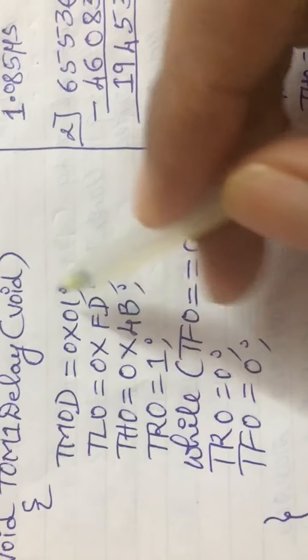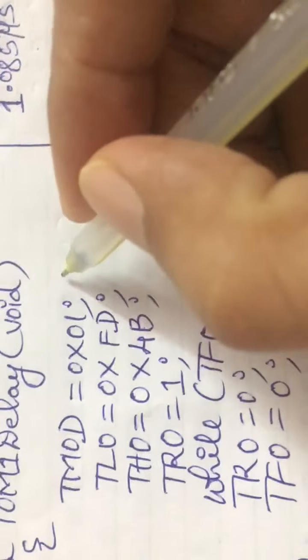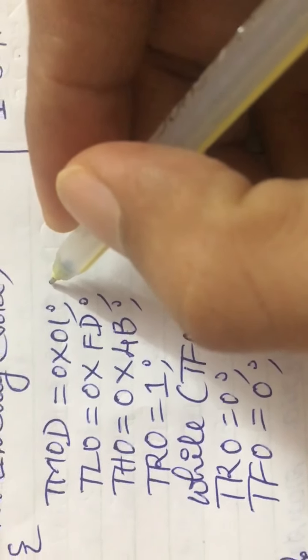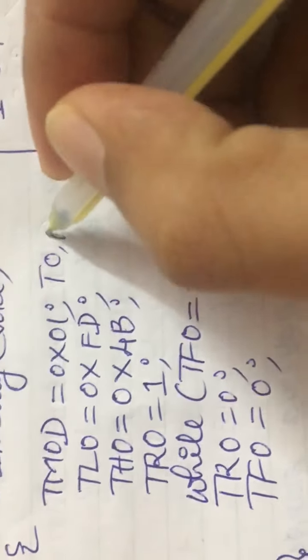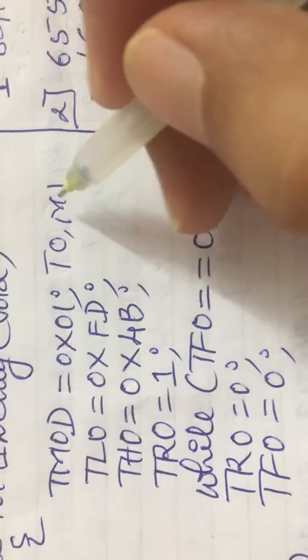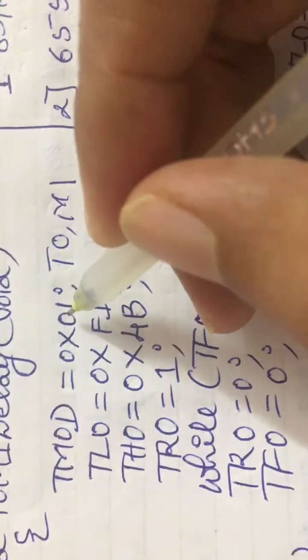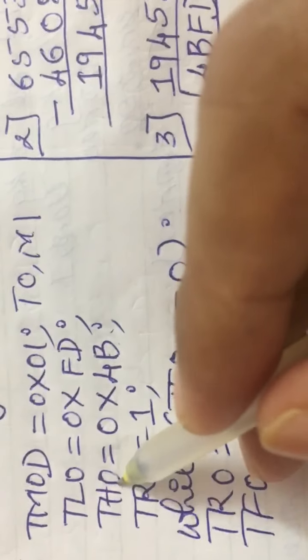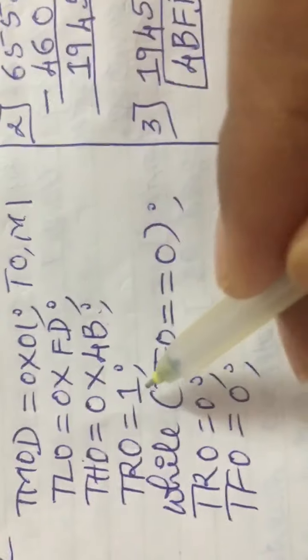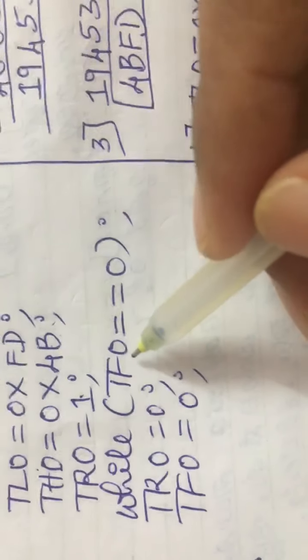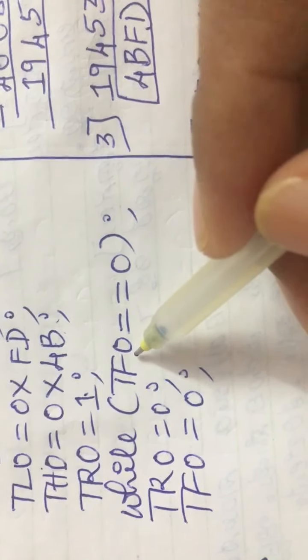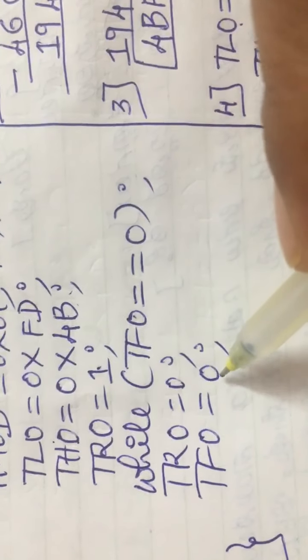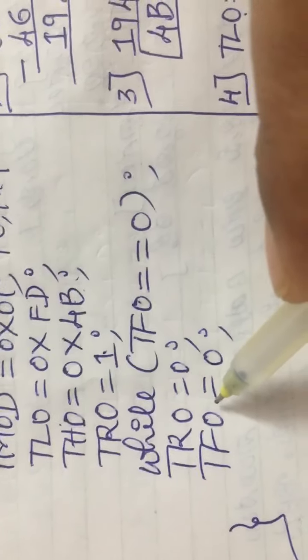In order to insert the delay, first we need to give the information of TMOD. TMOD is nothing but what? We need to give T0M1 according to the problem statement. So this information is to be loaded into the TMOD register. Then we have already calculated these two values, that is 4BFD. 4BH is given to TH0, FD is given to TL0. Start the timer, that is TR0. Check the TF flag whether it is equal to 1 or not. If it is equal to 1, stop the timer, clear the timer interrupt flag, and go with the next.